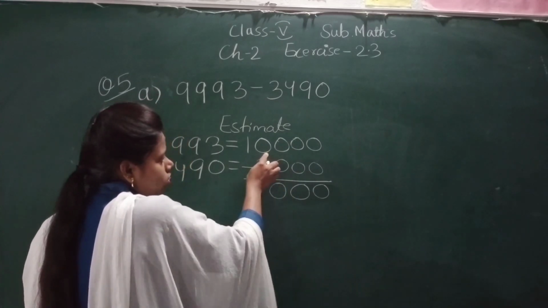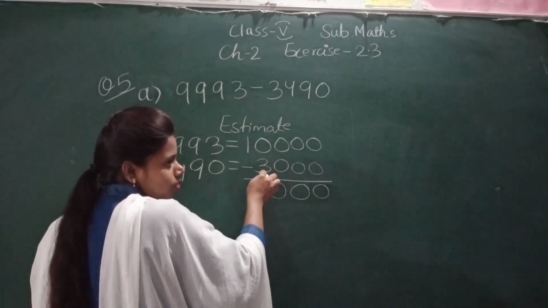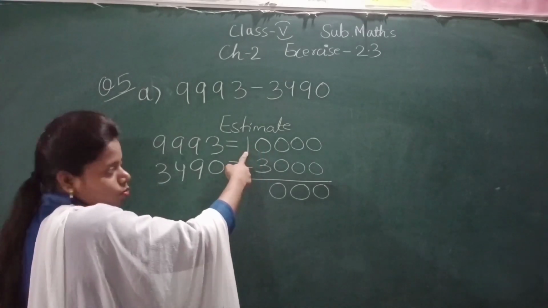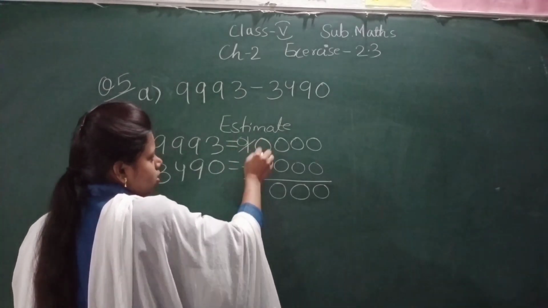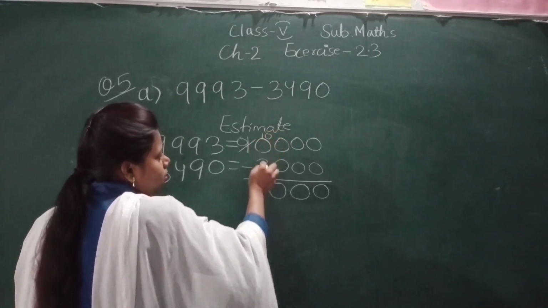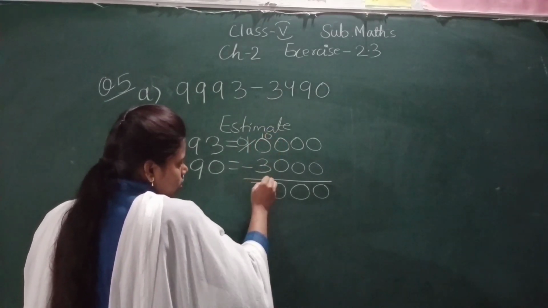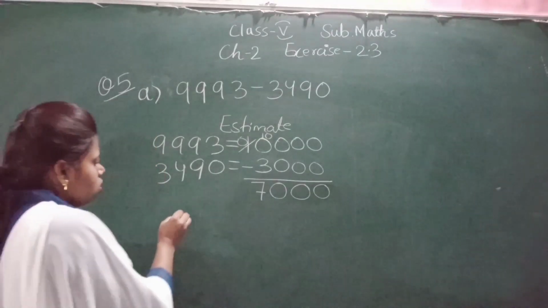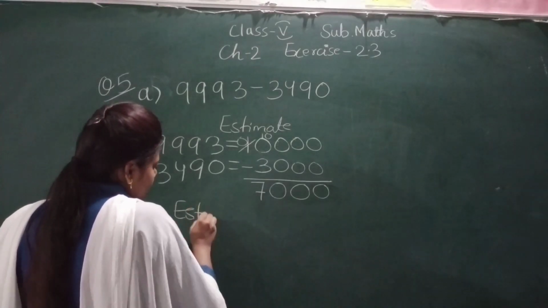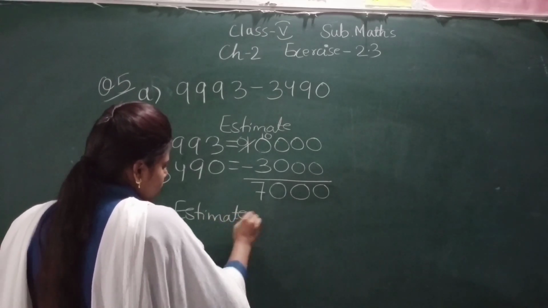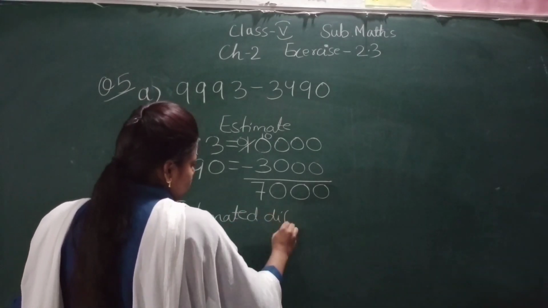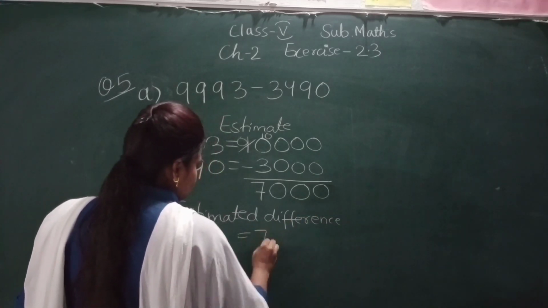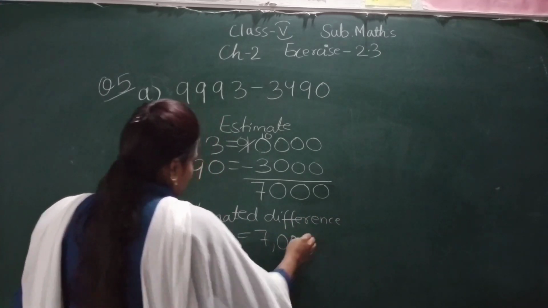Now this is 0, this is 3. We cannot subtract 3 from 0, so this 0 will take borrowing from this 1. This 1 will become 0 and this 0 will become 10. So 10 minus 3 is how much? 7. So what is the estimated difference? 7,000. So let's write here: estimated difference is equal to 7,000.